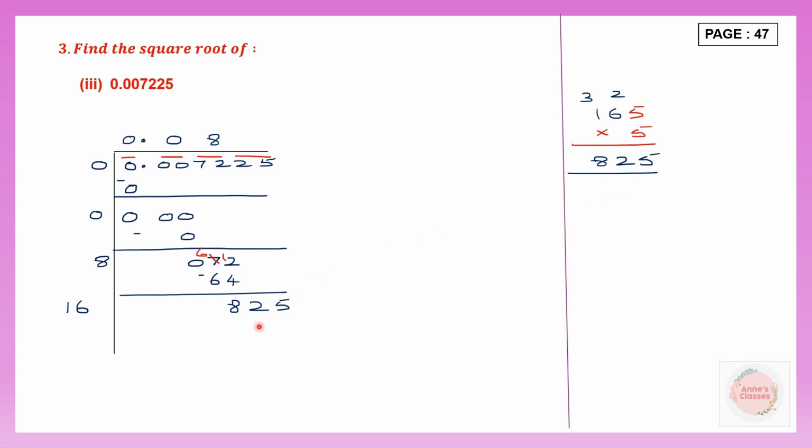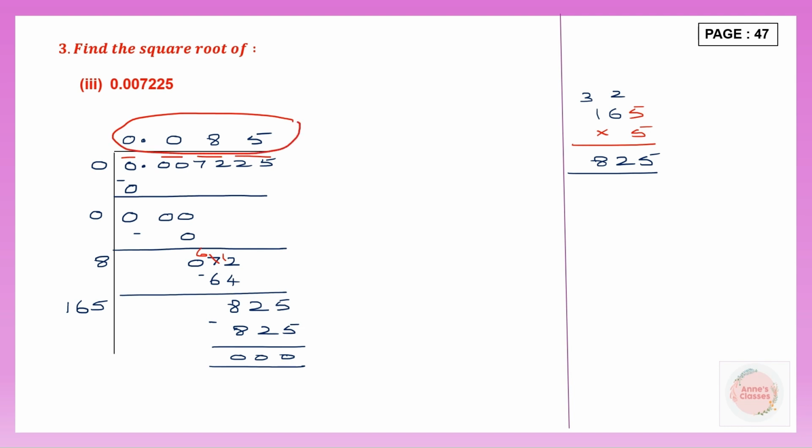So we have 825 there. Here also we have the same number. That means next to 16 I need to put the digit 5. So now my number will become 165. Multiplied by 5 you get 825. When you minus you get 0. That means this is the end of our division method. We have found our answer.